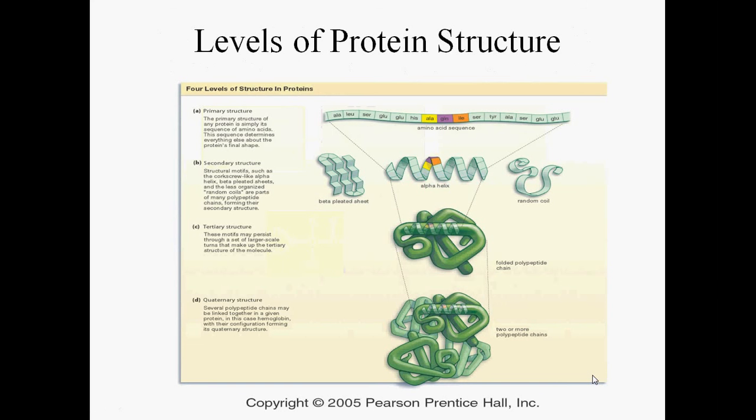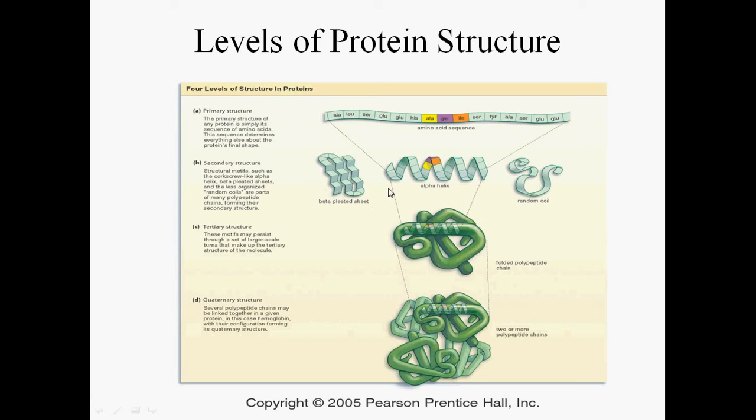Proteins actually have several levels of structure. You have the primary structure, which is the most simple structure, and that is simply the chain of amino acids. Then these chains of amino acids will fold up into different structures, including the beta pleated sheet, the alpha helix, or the random coil. And when they fold up into these different shapes, you have the secondary structure of protein organization.